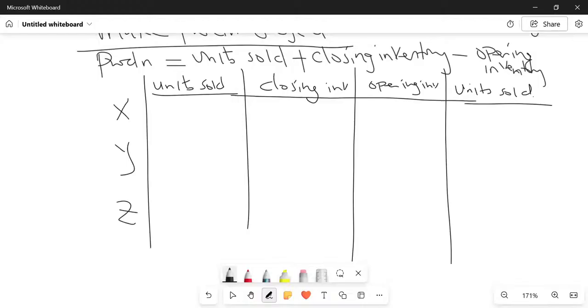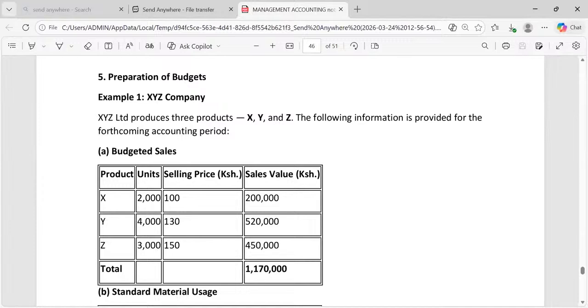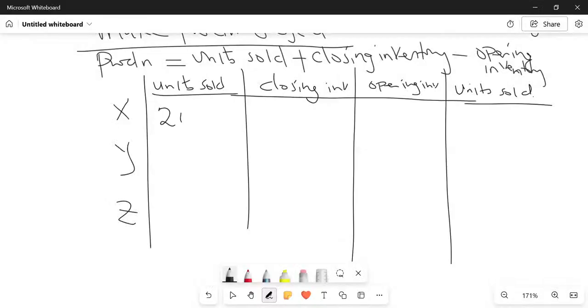So if I share my screen, my good students, to show you the question that you are doing, which I'll send to you after our class, you are able to see the budgeted sales. You can see units sold are here: 2,000, 4,000, 3,000. So units sold, I write them here: 2,000, then 4,000 and 3,000.